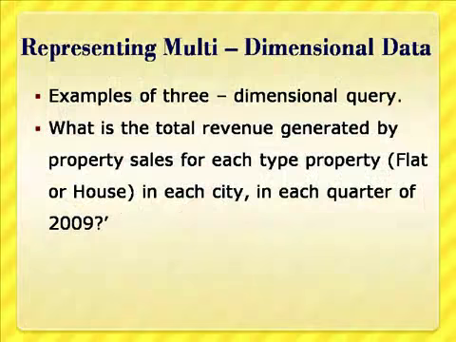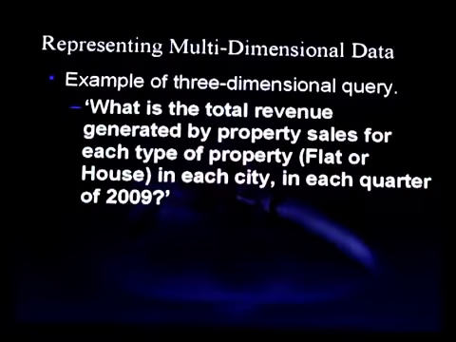The same representation, suppose we extend into a matrix form, a two-dimensional matrix, now will become a 3-dimensional one. One more dimension is added here, property type, to our earlier discussion. House and flat are the 2 rows. So, for each type of flat, what are the sales in each city for each quarter? The total revenue is calculated and shown here.